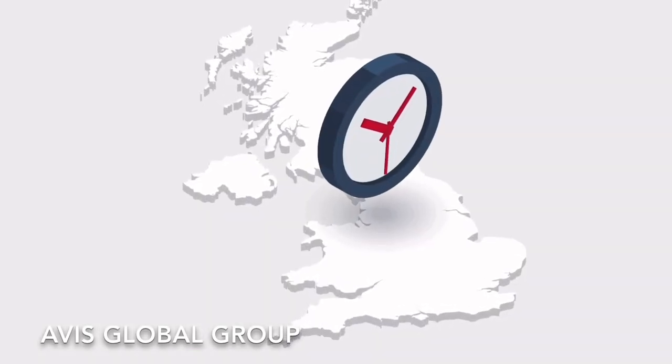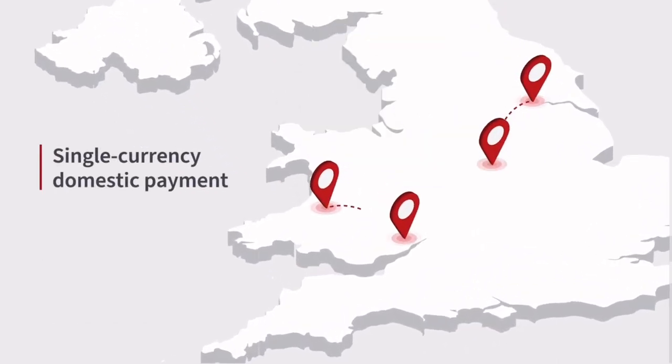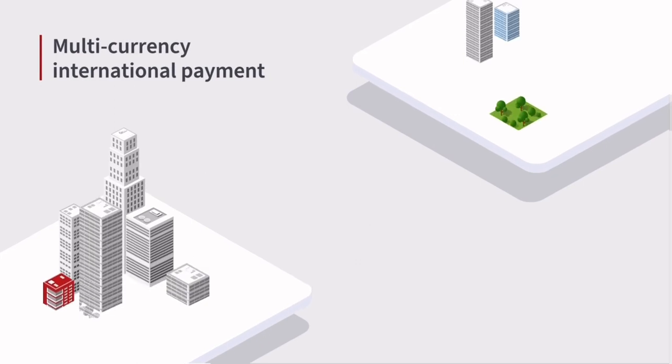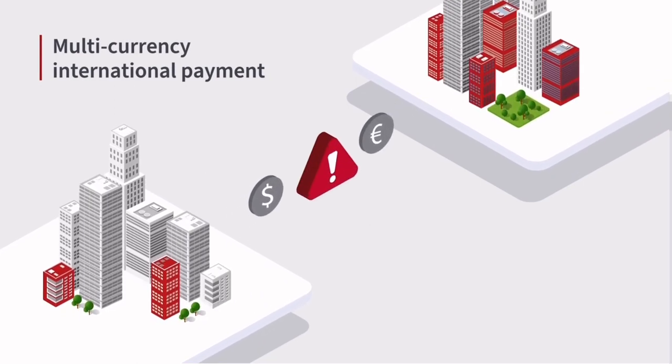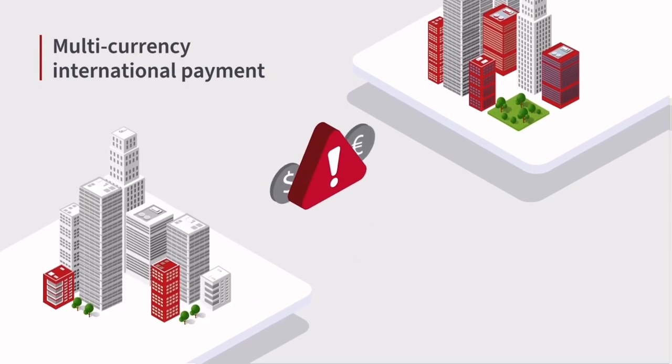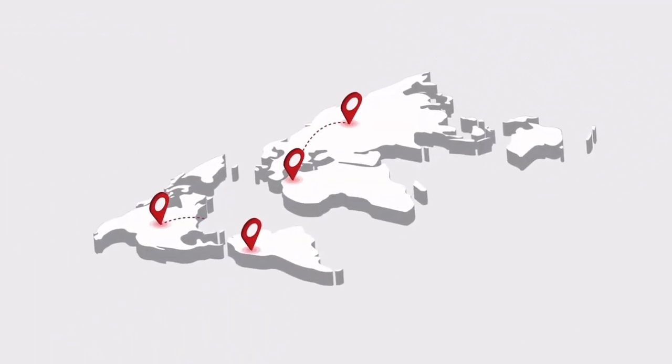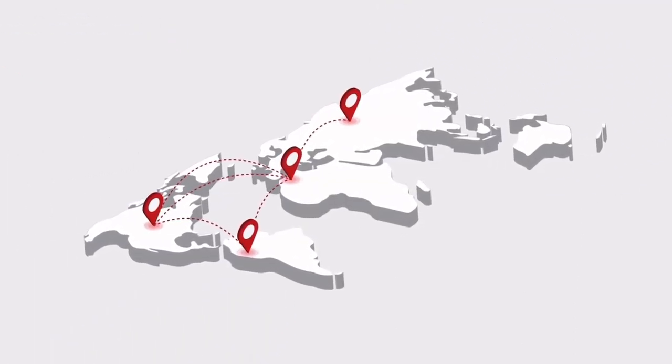Real-time gross settlement systems have transformed domestic payments in many countries. However, international payments have no such settlement model and are constrained by risk and inefficiency. If we look at how an international payment is made today, the issues become obvious.